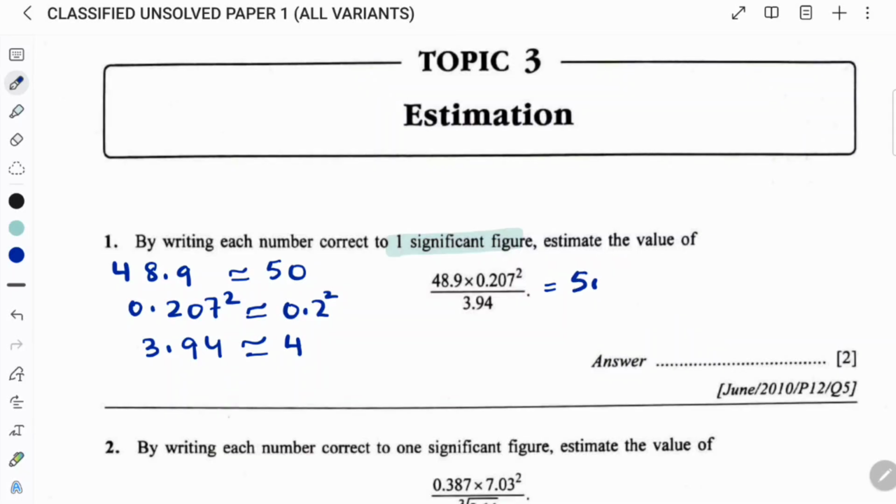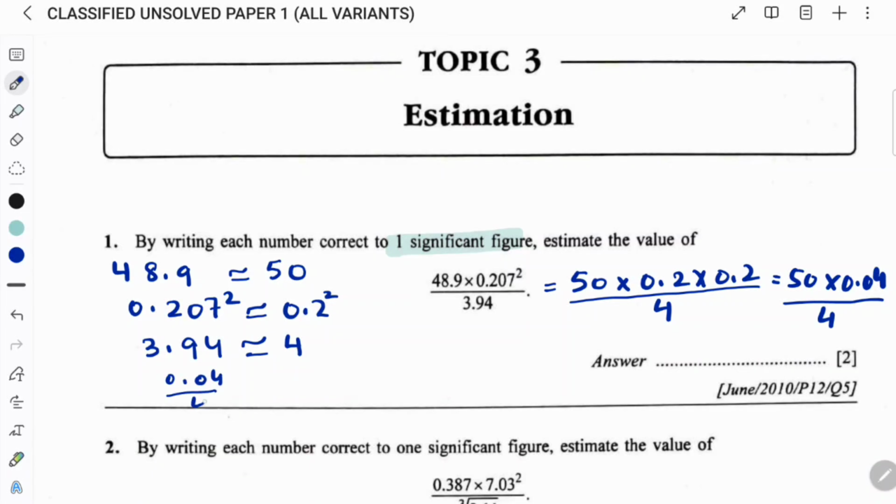For 48.9 it is 50 times 0.2 squared, which means 0.2 times 0.2, divided by 3.94. So it means 50 times 0.04 divided by, sorry, I wrote 3.94, this is only 4. So divided by 4. Now 0.04 divided by 4 is equal to 0.01. So 50 times 0.01.